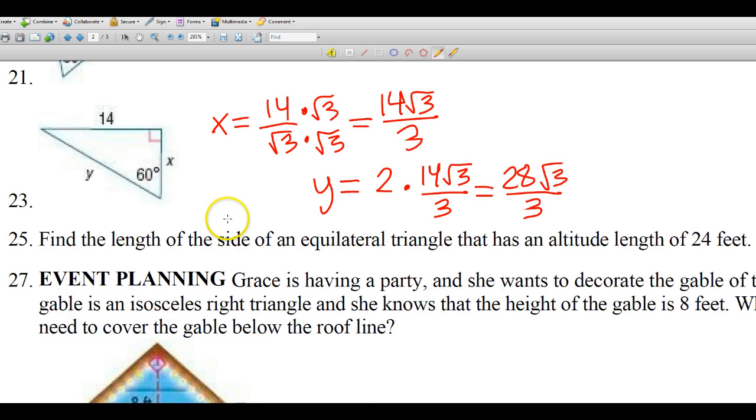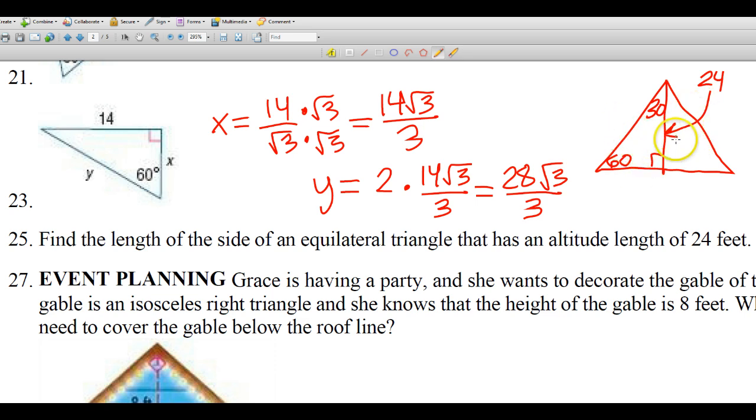For 25, find the length of the side of an equilateral triangle that has an altitude length of 24 feet. So an equilateral triangle, we have 60-degree angles, and if I split one of those angles in half, okay, this being my altitude, then I've created a 30, 60, 90 right triangle, and my altitude length, it says, is 24 feet, and we want to find the length of a side. So the length of the side will be the hypotenuse.